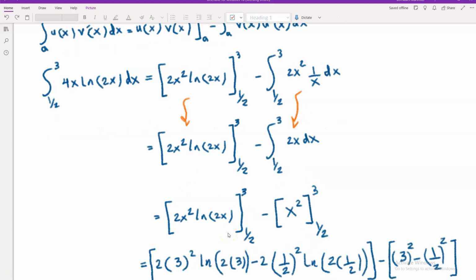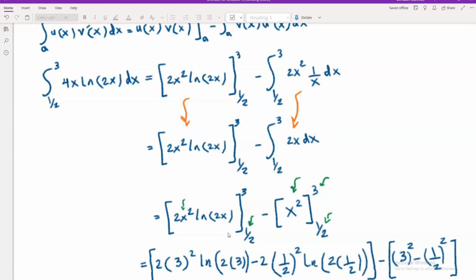And now use our a, which is 1/2, and b, which is 3. So use 3 instead of x. We have 2 times 3 squared times ln of 2 times 3 minus, now using 1/2, 2 times 1/2 squared times ln of 2 times 1/2. Now for this part, using 3 first instead of x, we have 3 squared minus, using 1/2, so 1/2 squared.